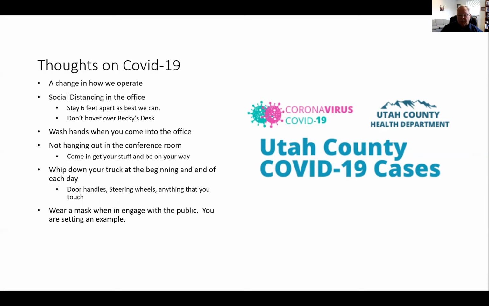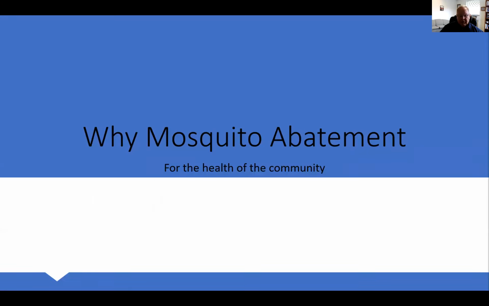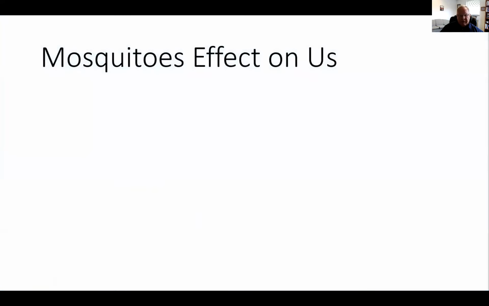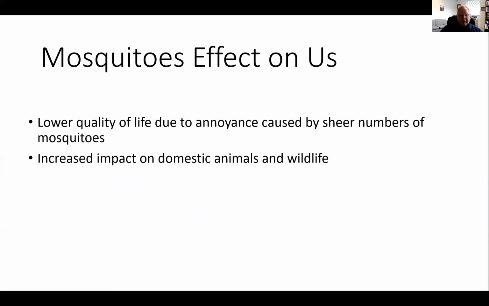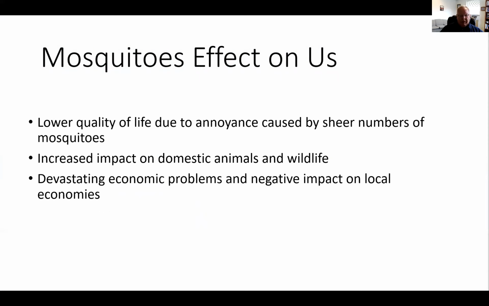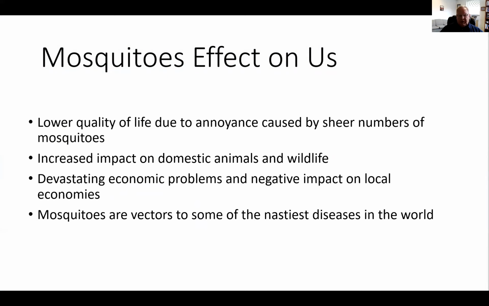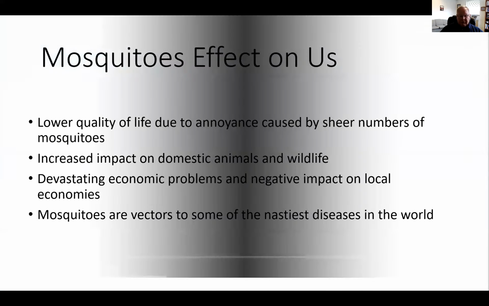Wear a mask when engaged with the public. We work for the health department, and we're trying to set an example. So why do we do mosquito abatement? Well, mosquitoes affect quality of life through annoyance, causing the sheer numbers of mosquitoes, increased impact on domestic animals and wildlife, devastating economic problems and negative impact on the local economy, and they're vectors of some of the nastiest diseases in the world.